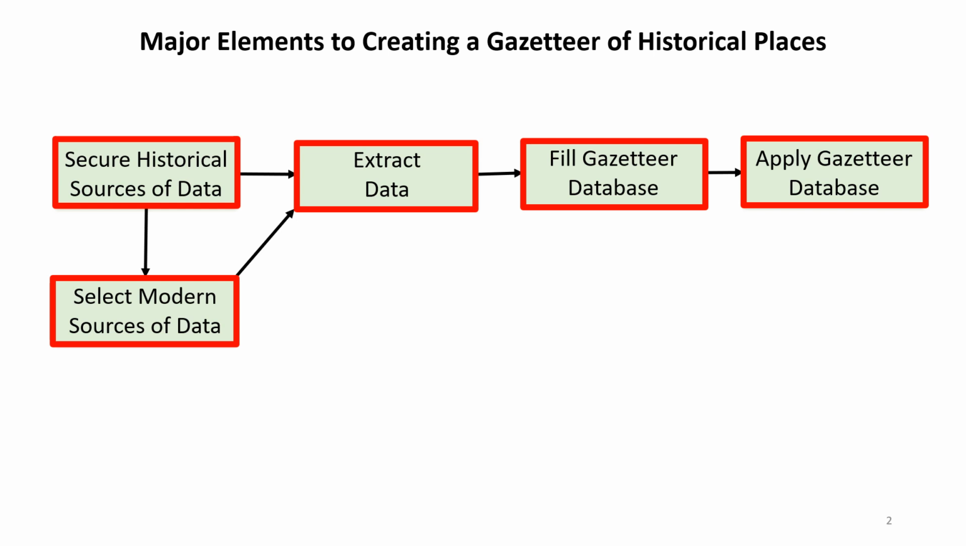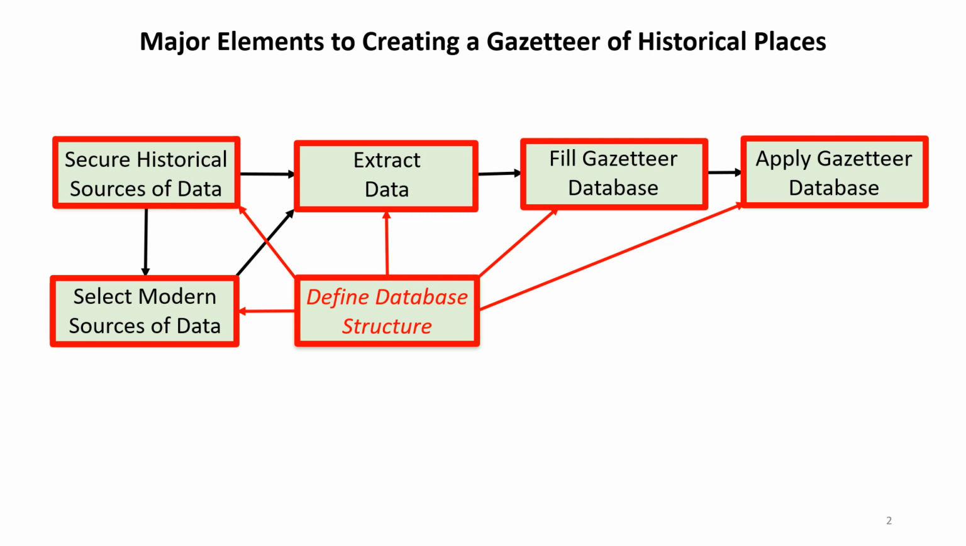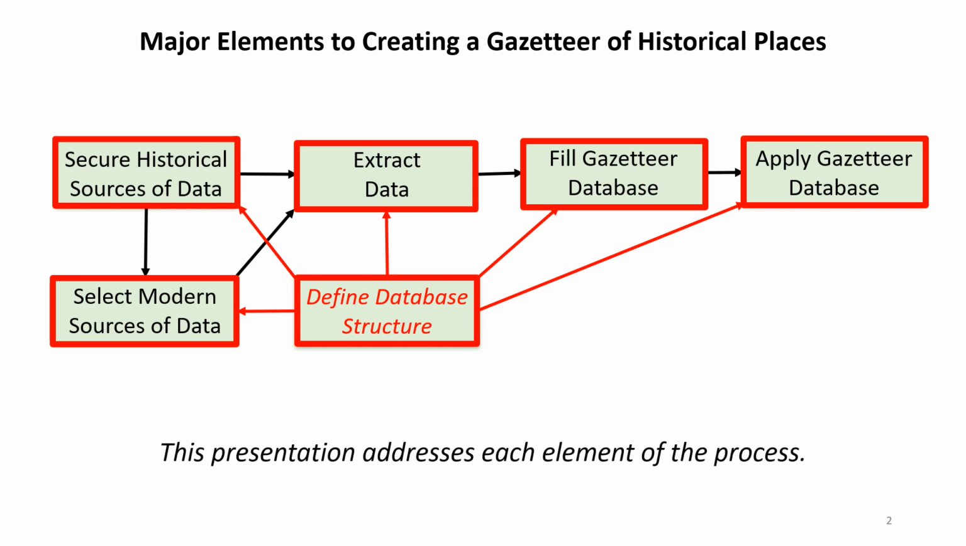There is one more issue that must be addressed when creating a gazetteer database. A key element to the process is definition of a database structure that appropriately captures the information extracted from all sources and that makes its information available in a way that is useful when filling the database and applying the database to answer research questions. This presentation addresses each element of the process.